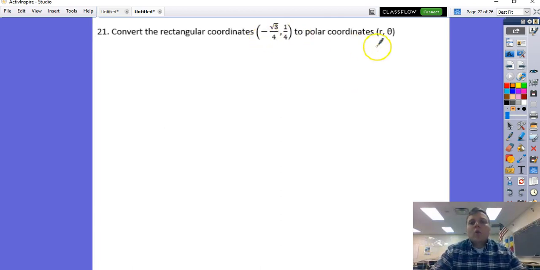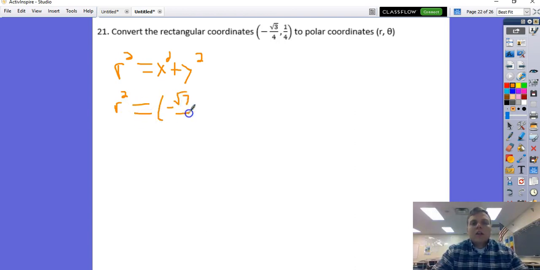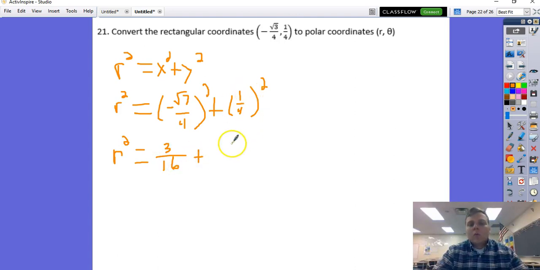Convert the rectangular coordinate to polar coordinates. Okay, so we're just going the other way. So you should remember that r squared is equal to x squared plus y squared. Okay, and we know that x for this problem is negative square root of 3 over 4. And we know that y is 1 over 4. Now we've talked about several times how to square fractions. You square the numerator and then you square the denominator. So, negative square root of 3 squared is just a positive 3. 4 squared is 16. Plus, 1 squared is 1.